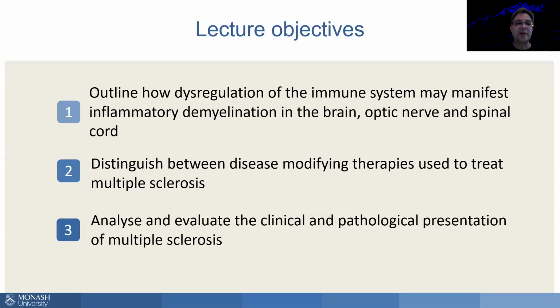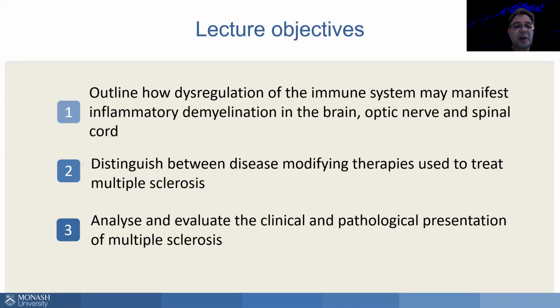So the lecture objectives for today are to, one, outline how dysregulation of the immune system may manifest inflammatory demyelination in the brain, optic nerve, and spinal cord. These are the anatomical sites, the anatomical targets of how the immune system affects the demyelinating condition, which is the symptoms that patients present with as multiple sclerosis.